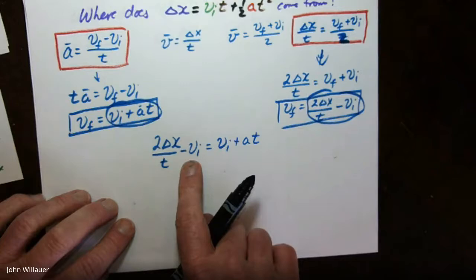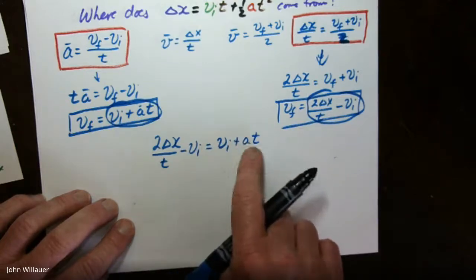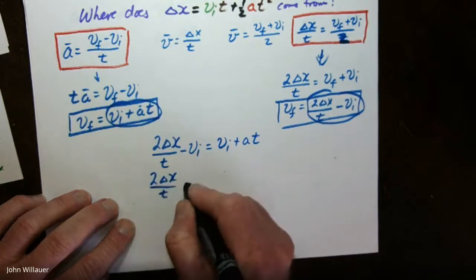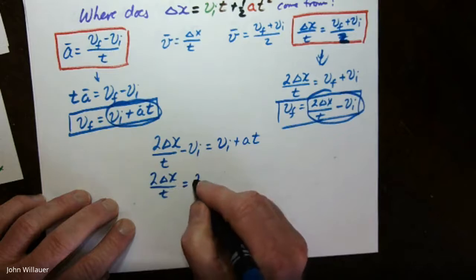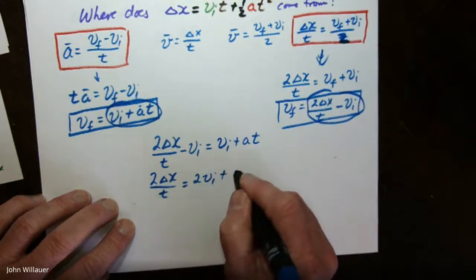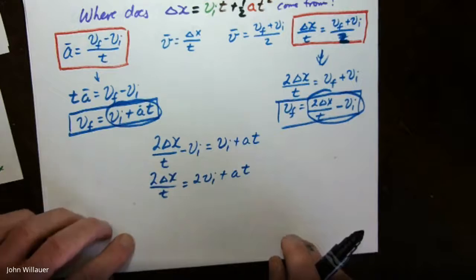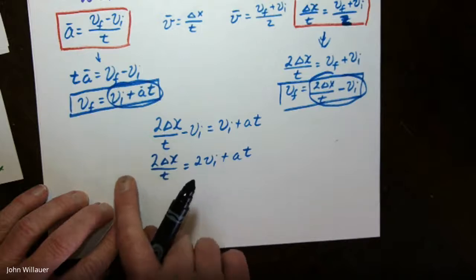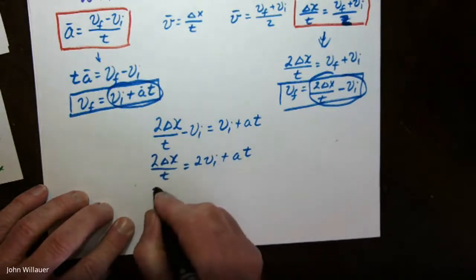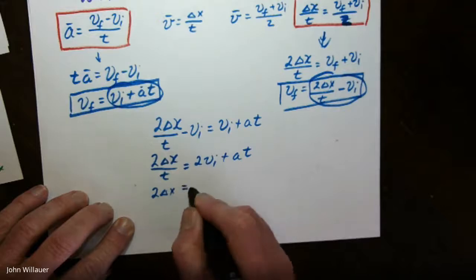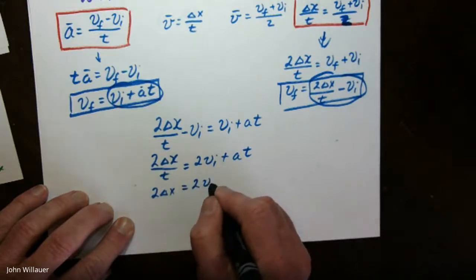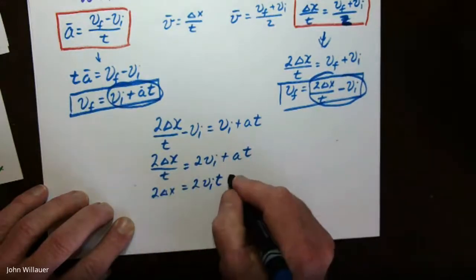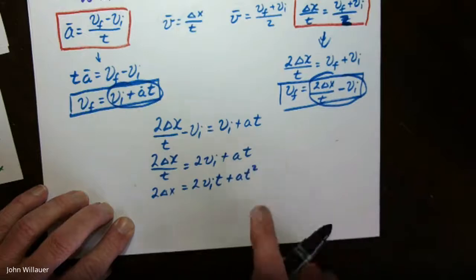Well, now we'll just clean it up a little bit. Let's get the initial velocities on the same side. So I'm going to add VI to both sides. So I get 2 times the displacement over time equals, if I add VI to both sides, I get 2 VI plus acceleration times time. We're getting there. Well, I want to get time out of the bottom here, so I'm going to multiply both sides by time. So this becomes 2 delta x equals 2 VI times t now, because I'm multiplying that by time. I'm multiplying this one by time, plus AT squared.